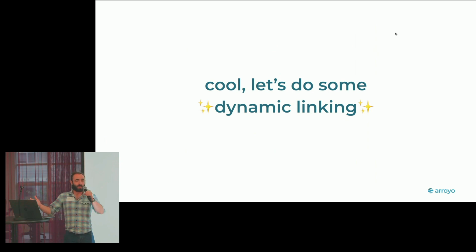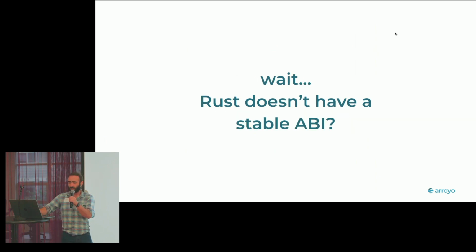So, okay, let's do some dynamic linking. Unfortunately, if you try to do this in Rust, you very quickly run into a very large problem, which is that Rust does not have a stable ABI. So an ABI, for those who aren't familiar, is an application binary interface.